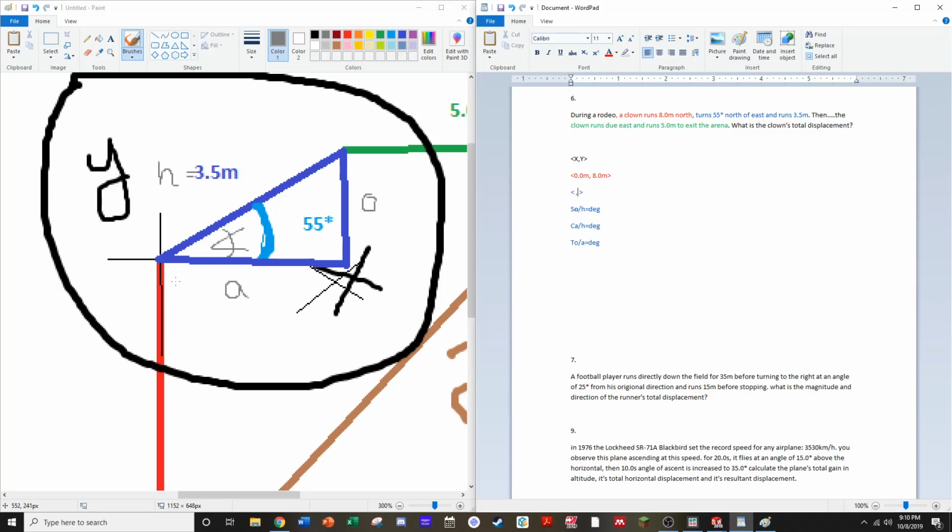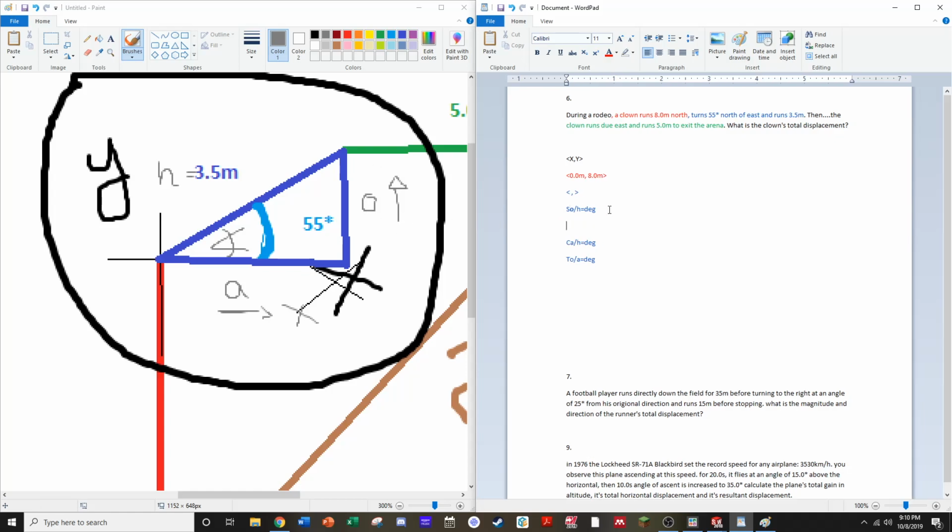So remember, this is the x. So the adjacent value here is in the x direction. This opposite value here is in the y direction. Okay? So we figure out what's corresponding. So we're trying to find this y direction first.